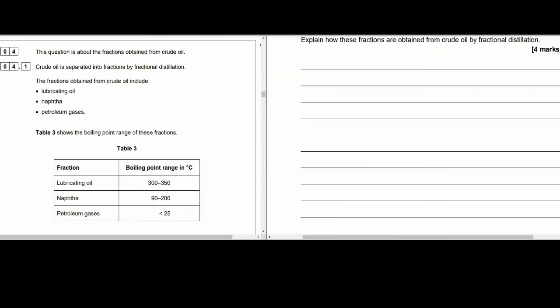Okay, this question is about fractions obtained from crude oil. Crude oil is separated into fractions by fractional distillation. The fractions obtained from crude oil include lubricating oil, naphtha, and petroleum gases. Table 3 shows the boiling range of these fractions. Lubricating oil has the highest boiling point, then naphtha, then petroleum gases. Explain how these fractions are obtained from crude oil by the process of fractional distillation. And this is 4 marks, so pause the video, have a go.